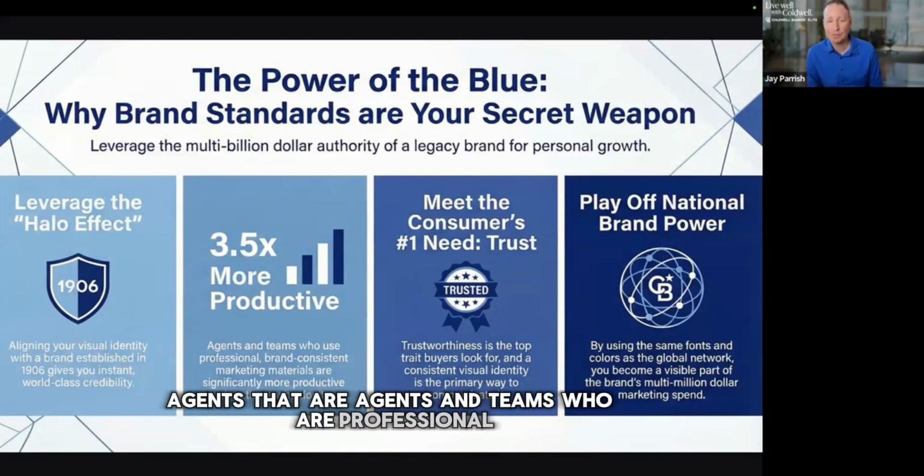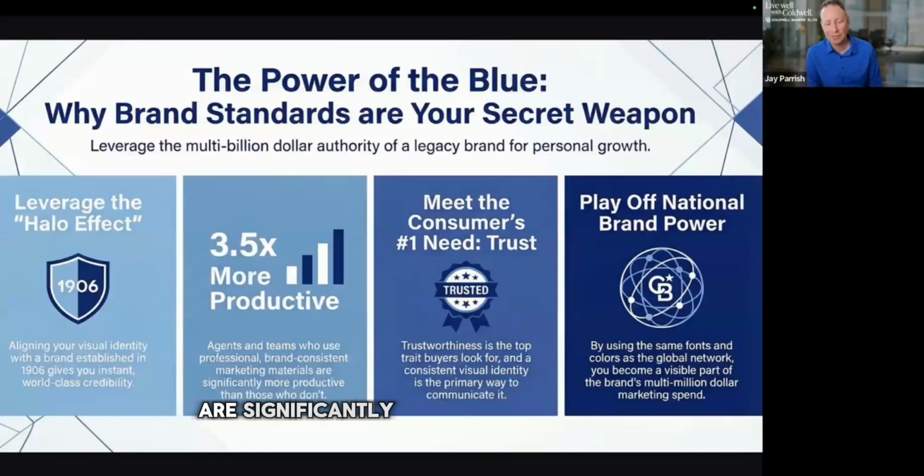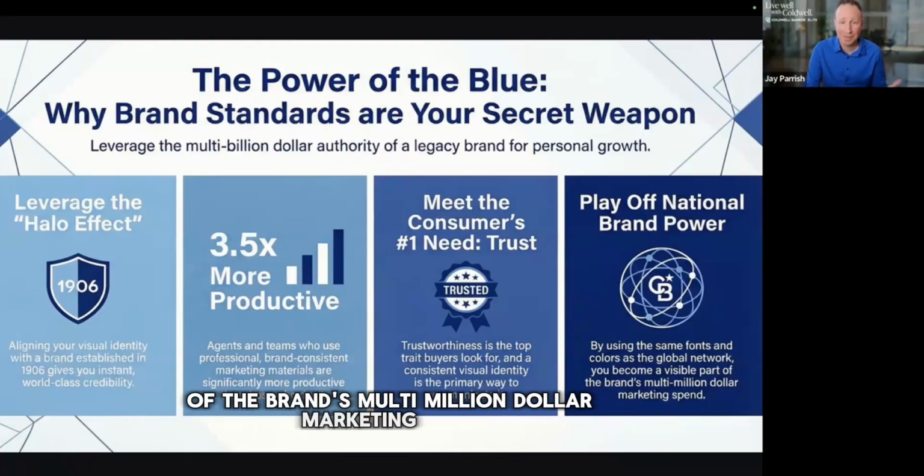Agents and teams who use professional, brand-consistent marketing materials are significantly more productive, 3.5 times more productive than those agents that are just putting out random colors and doing random things. You're able to meet the consumer's number one need, which is trust. When you are providing the same look of Coldwell Banker, the same fonts, it is going to give you instant trust, because they just think of you as the brand because you are looking just like that. And you're really playing off national brand power by using the same fonts and the same colors as the global network. You become a visible part of the brand's multi-million-dollar marketing spend. And why not do that?